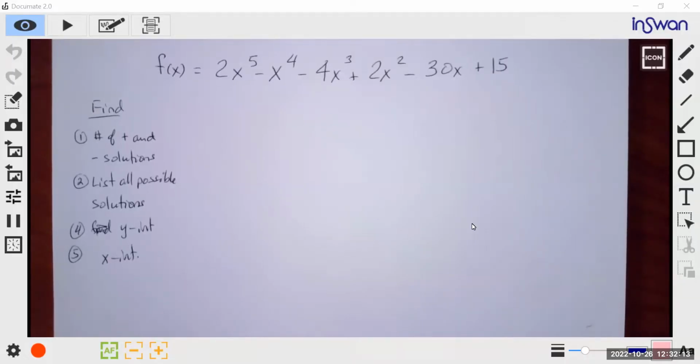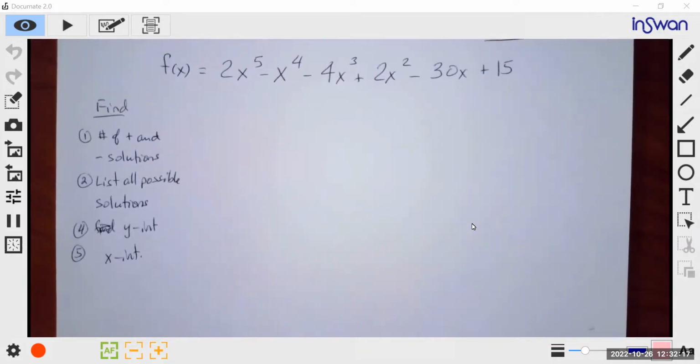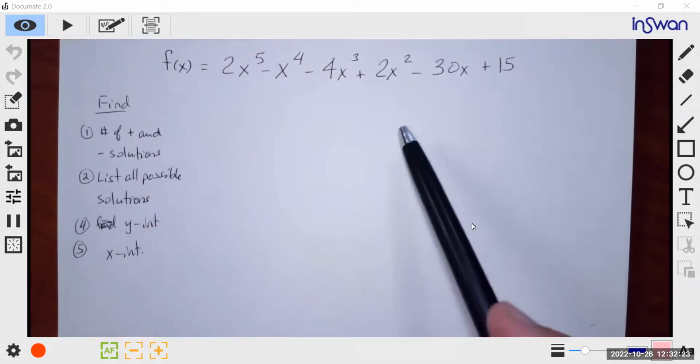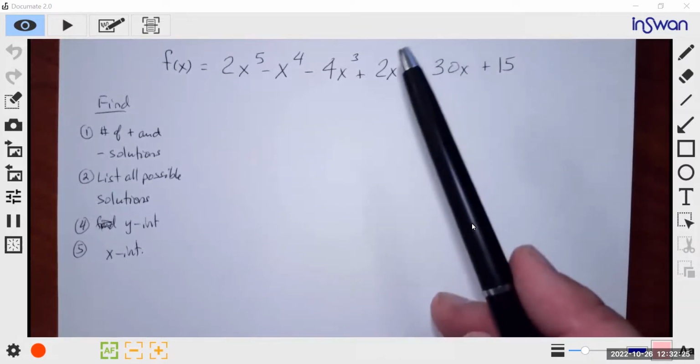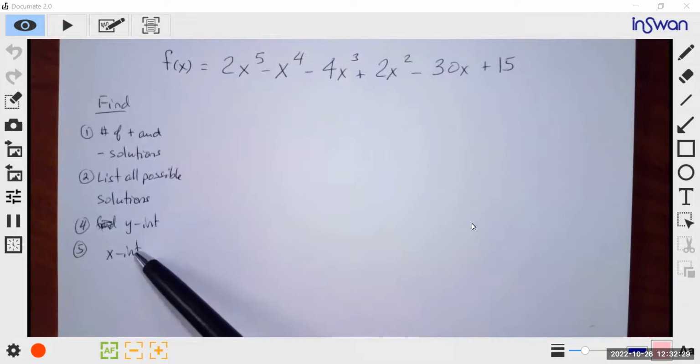All right. Review of section 4. Find the number of positive and negative solutions of this polynomial. List all possible solutions. Find me the y-intercept and the x-intercepts.